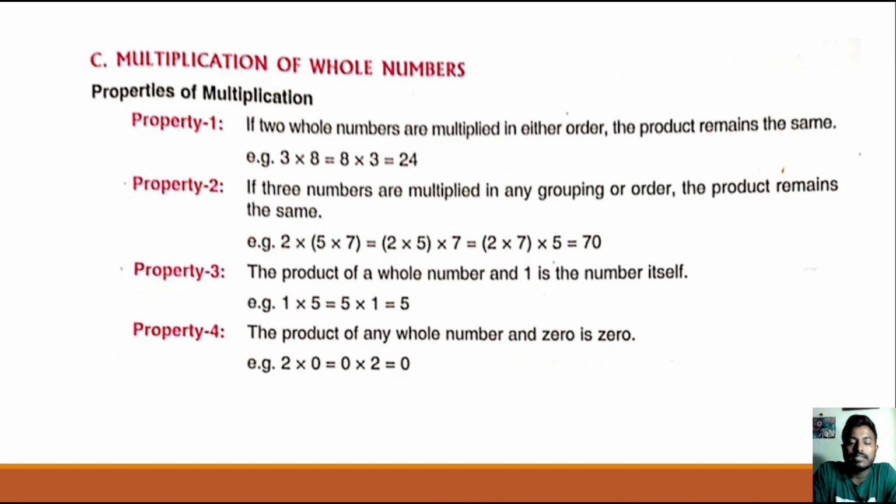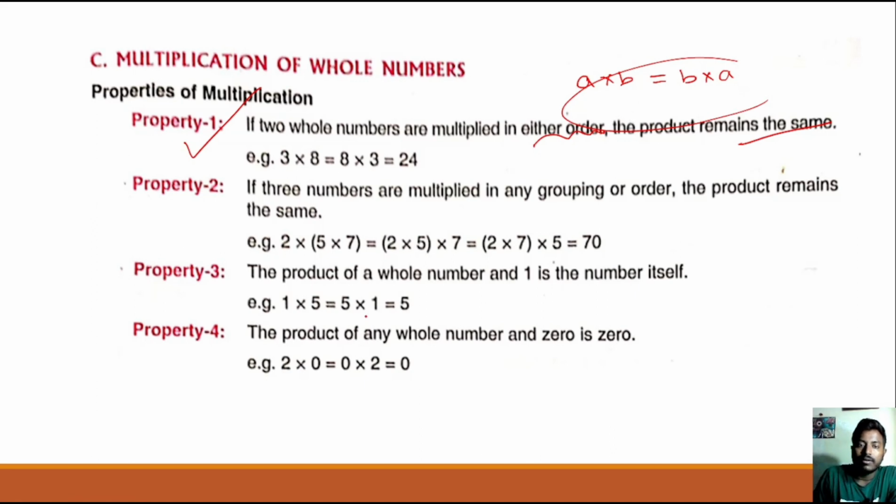Here we discuss the concept of multiplication of whole numbers. This is the third operation on whole numbers. Property 1: when we multiply two whole numbers in either order, the product remains the same, meaning A into B is also equal to B into A. This property is known as the commutative law. Property 2: if three numbers are multiplied in any grouping or order, the product also remains the same. This is known as the associative law.